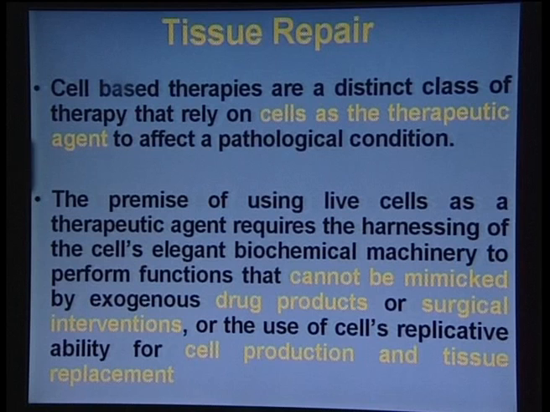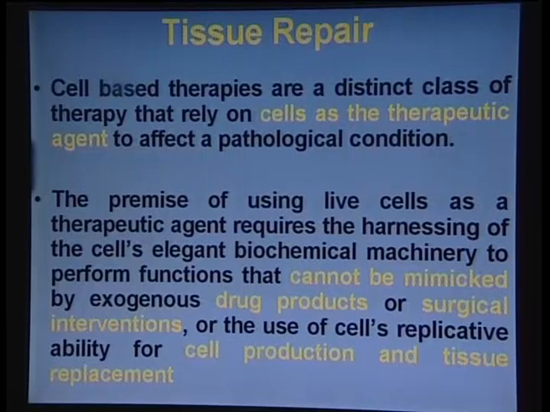So, tissue repair has been defined here as: cell based therapies are a distinct class of therapy that rely on cells as the therapeutic agent to affect a pathological condition. What it means is that the entire therapy, whatever you have seen, like constructing the biological substitutes, is based on living cells. So, essentially you take a tissue from a donor, you extract the different cell lines whatever you require, like fibroblast cells and other types of cells, and then you use these cells as a therapeutic agent to affect a pathological condition. So, that was the overall idea.